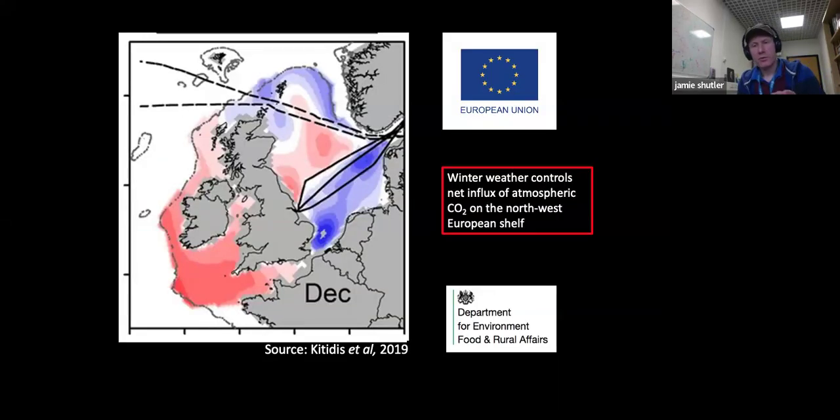And we knew from the previous work, the work that I showed earlier on, that winter weather was controlling the net influx of CO2 into the water. So we were conscious that we had to think about not only the annual processes, but maybe there was a seasonal component which was significant or important within that.